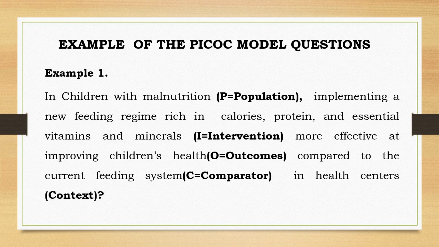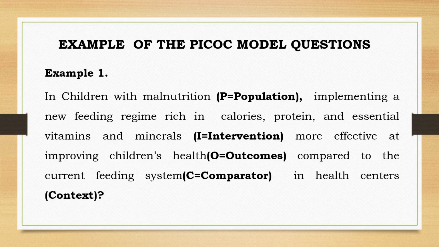So that the model will be clear to us, let us look at the following example. Example number 1. In children with malnutrition, is implementing a new feeding regime rich in calories, protein, and essential vitamins and minerals more effective at improving children's health compared to the current feeding system in health centers?